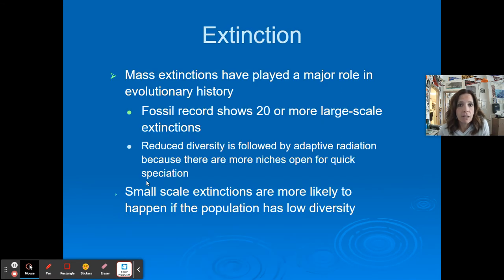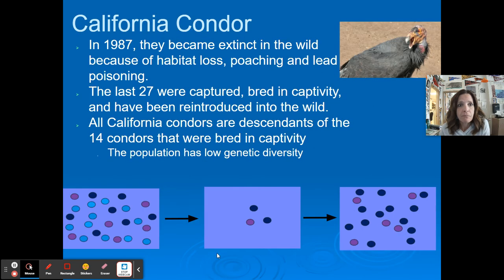Okay, so extinction. They play a major role in Earth's history. There's been 20 or more large-scale extinctions, one of them being the dinosaurs. And what happens is after the extinction, there's reduced diversity, and then it's followed by adaptive radiation, where there's quick speciation because of the open niches. Small scale extinctions, like if we're talking about populations, are likely to happen if there's low genetic diversity in the population. So an example of that is the California condor, ugly creature who's kind of cute.